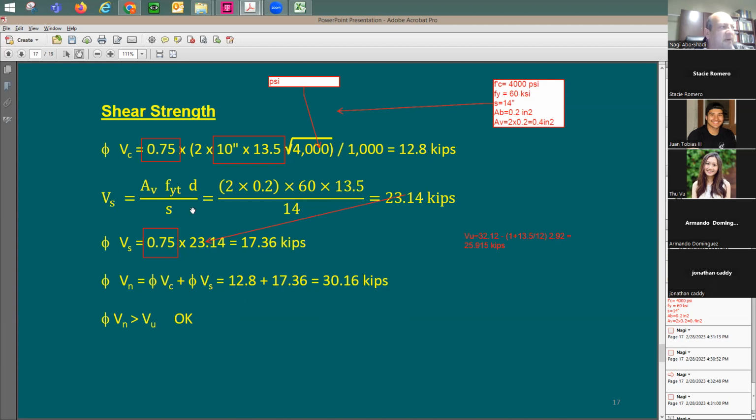Total strength by concrete and steel: you just add these two values to each other. Look at this. Take the 17.36, which gives you the steel contribution. Take the 12.8 concrete contribution, and then here we go. You have a capacity of 30.16, greater than the demand of 25.9. Your section is good. You have no problem. This beam is strong enough. It has enough strength to resist shear.